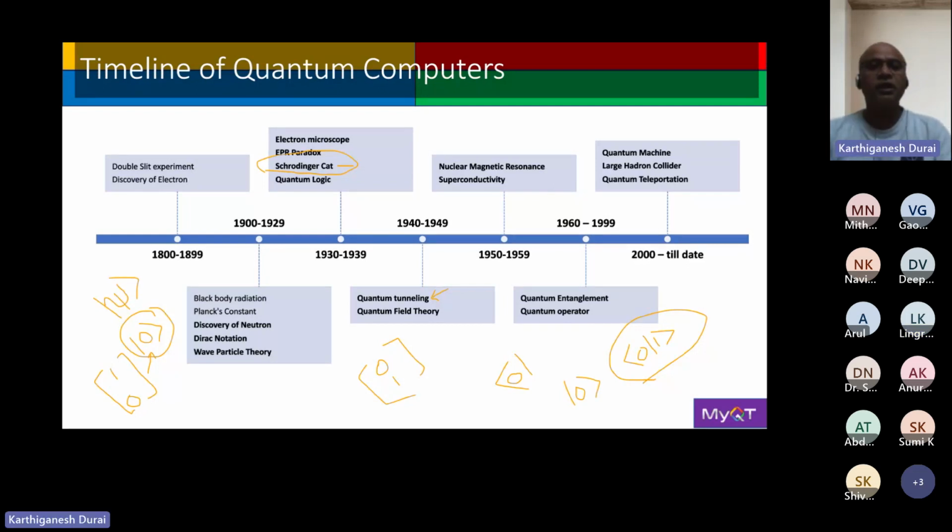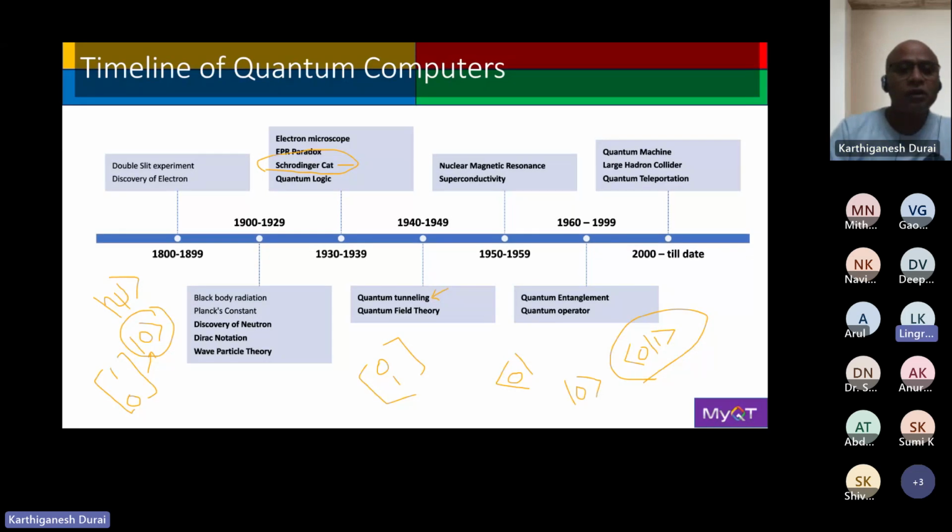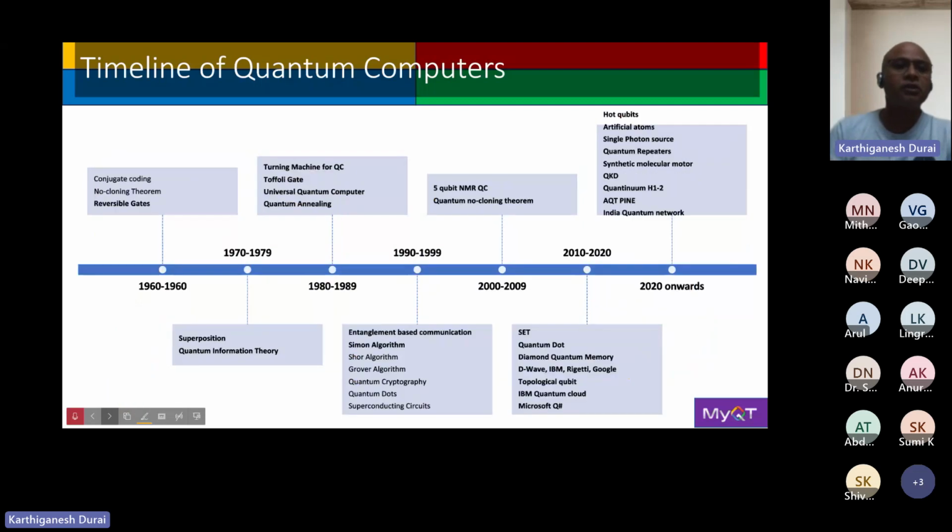Okay, right, cool. Let us continue with the timeline. Now we are going to discuss quantum computers. So conjugate coding, no-cloning theorem, reversible gates. The reversible gates are one of the important discoveries, or one of the important concepts, which proved that mathematically we can process quantum information. Then superposition and quantum information theory. See, the quantum information theory is very interesting. You see the timeline is 1970 to 79.